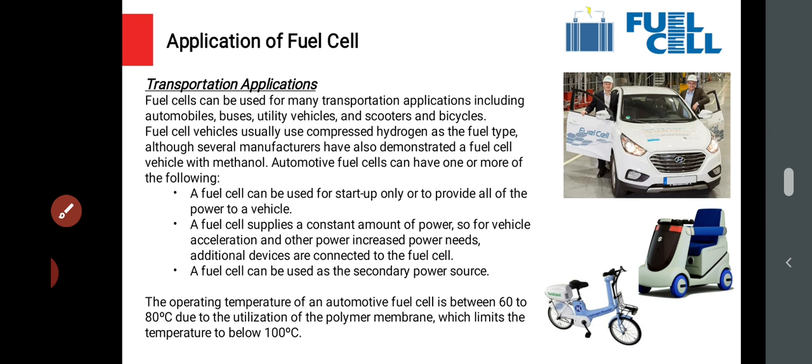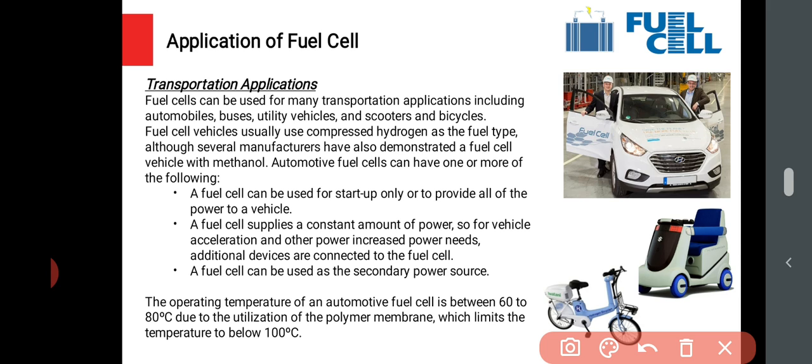Then you have transportation application. This is one major application of fuel cell, because we have already started getting fuel cell based vehicles, electric vehicles. Fuel cell is used to start up. Now, depending on the application, how this fuel cell will be used in the vehicle, you can use it to start up and power the vehicle, it can supply a constant power so that it can accelerate and run on the fuel cell, or a fuel cell can be used as the secondary power source.